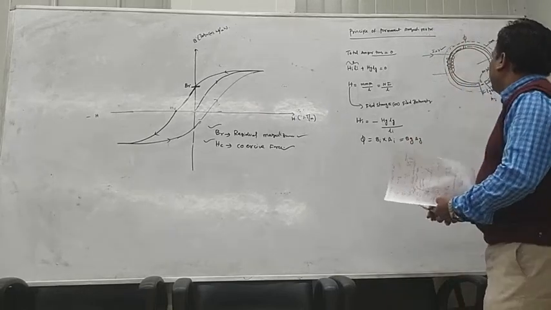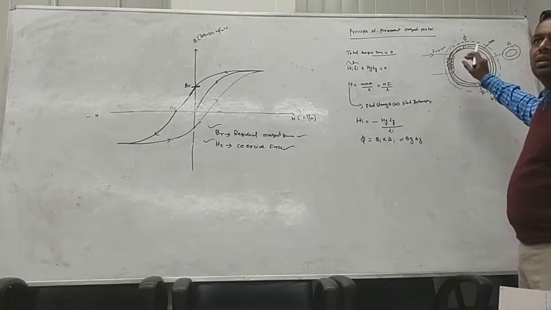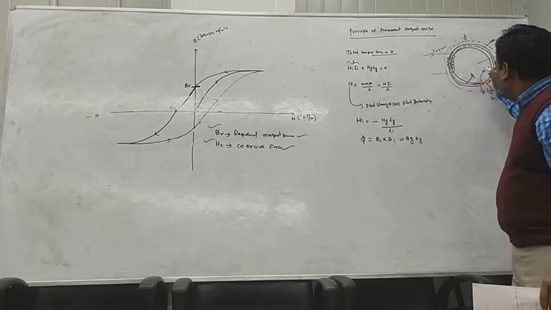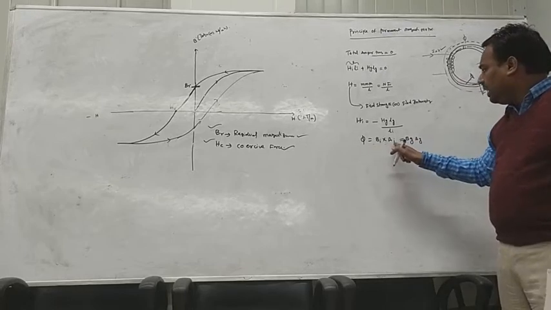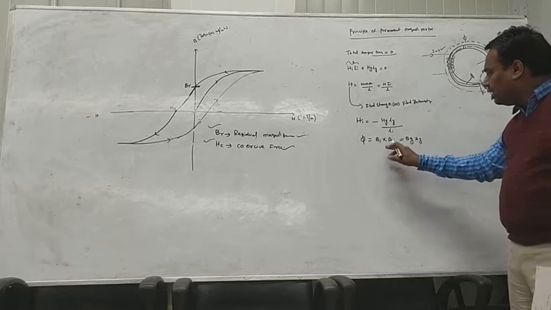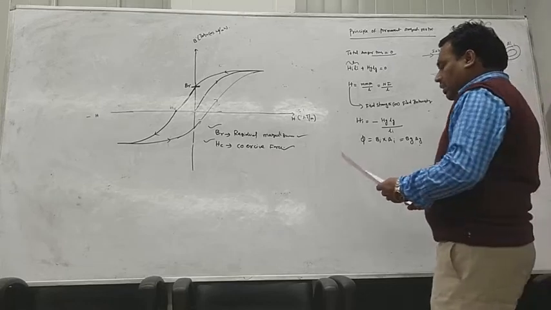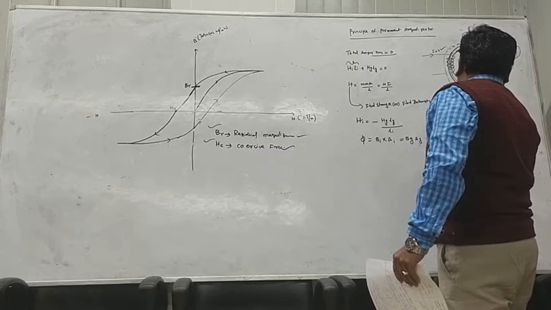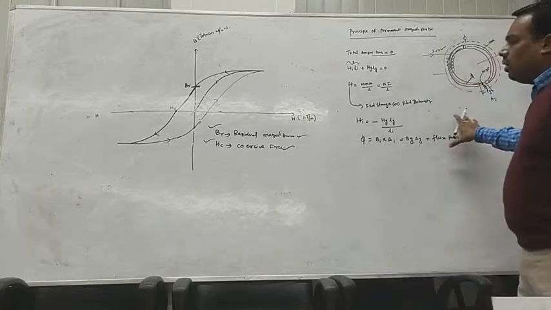What I mean to say here is that the flux in this particular path is constant. In the core as well as the air gap, this value is constant. So the flux in the air gap, Bg into Ag, and the flux in the core, Bi into Ai, are the same, uniform. So the flux passing in this closed loop is a constant value.